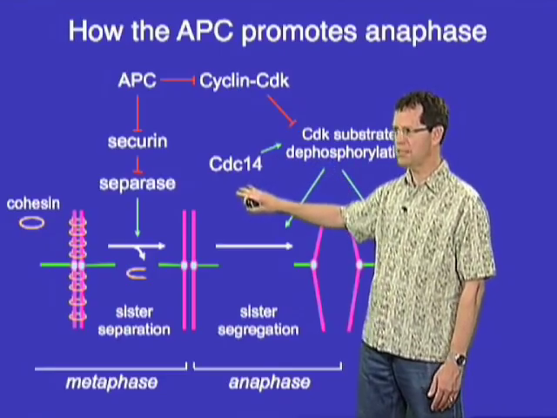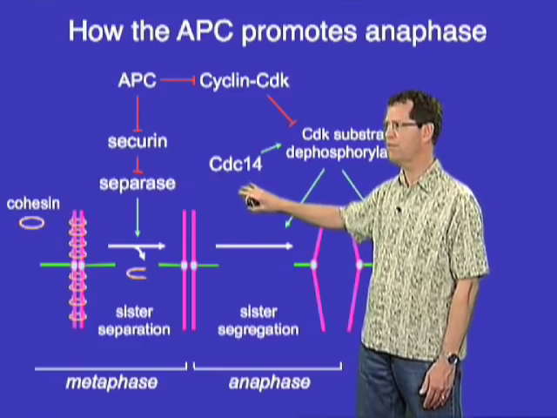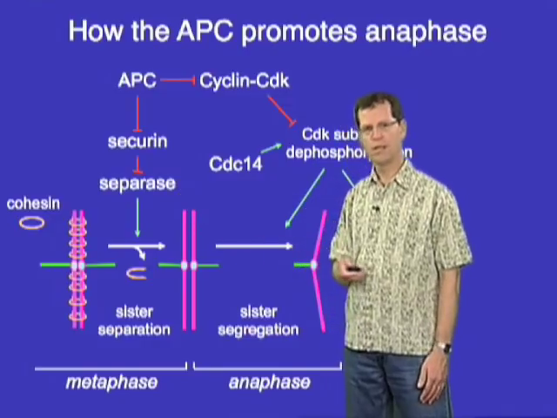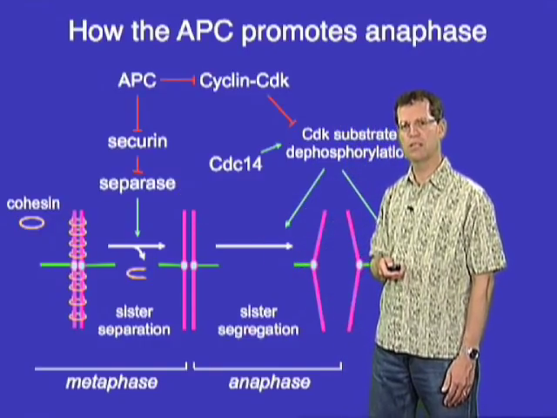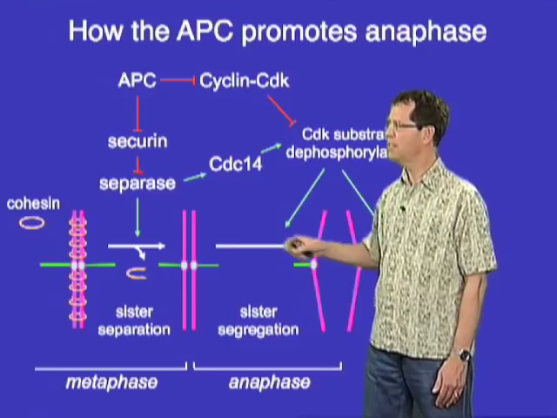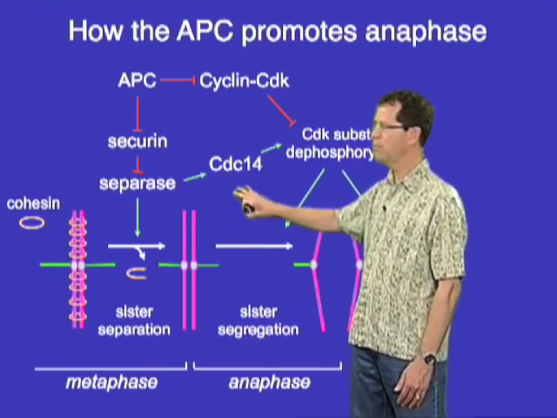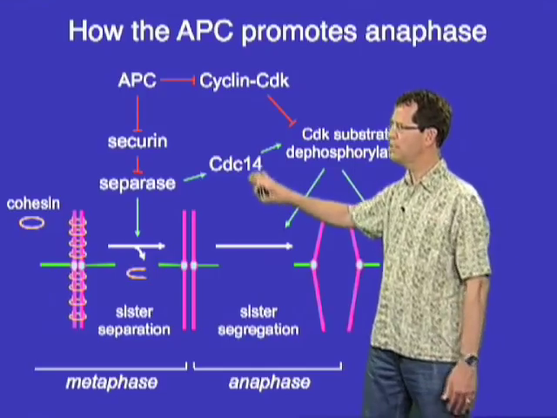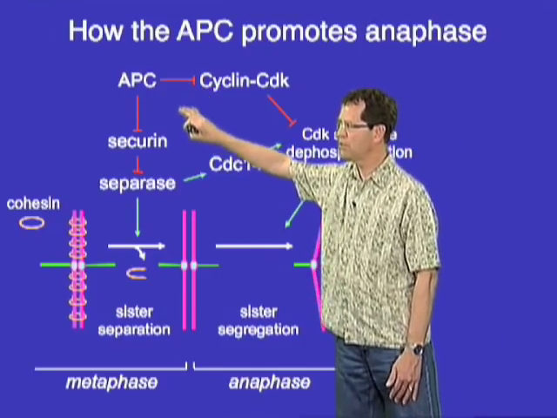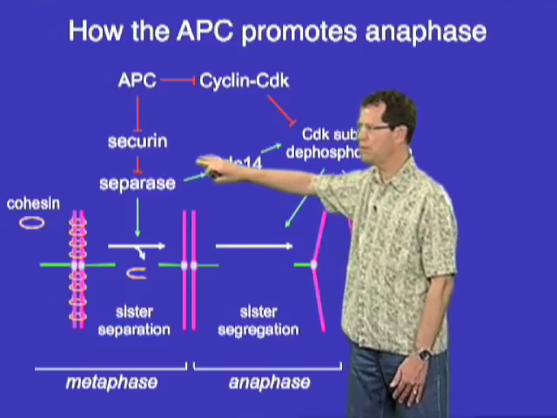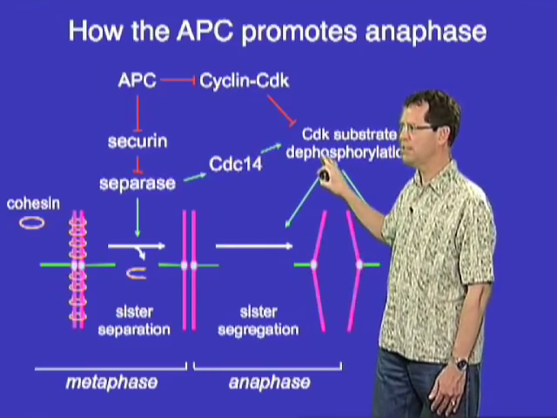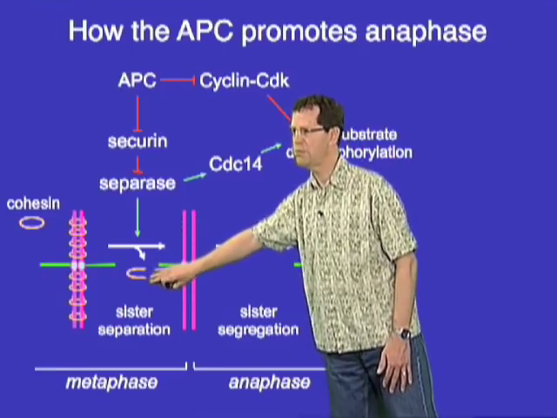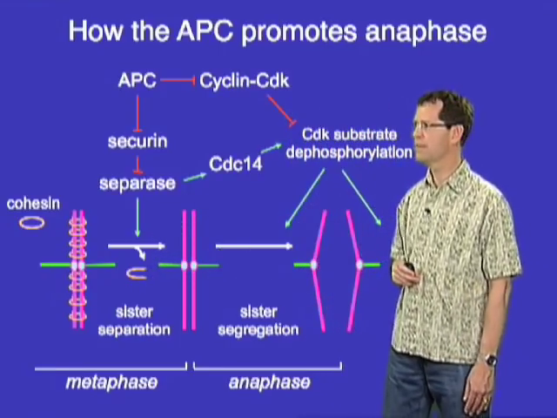Now, what's interesting about CDC14 is that it's activated in early anaphase by a mechanism that depends on separase. In other words, through a mechanism that's really not very well understood, the activation of separase leads not only to sister separation, but also to the activation of CDC14. And so this results in a really interesting regulatory circuit in which the APC uses multiple pathways, essentially, to lead to the dephosphorylation of CDK substrates at the same time as it's causing this separation of the sister chromatids.